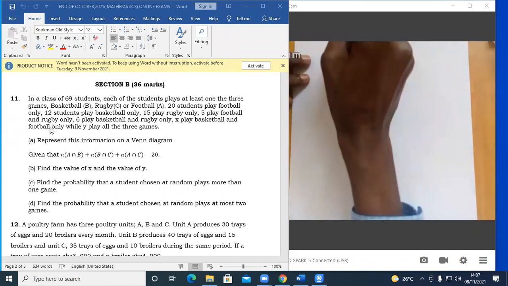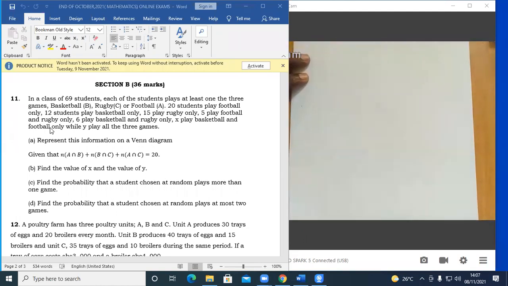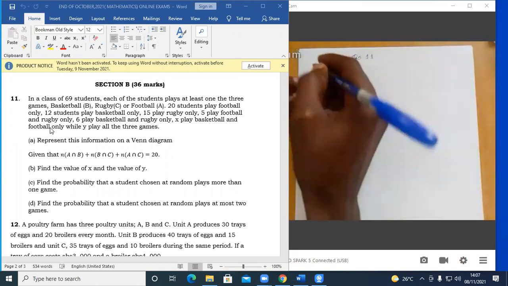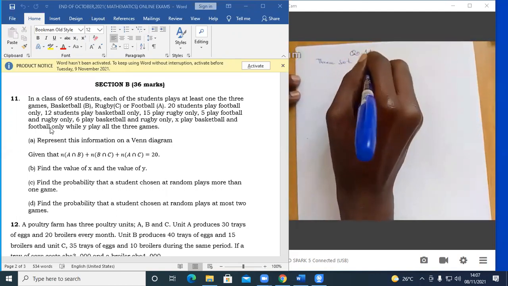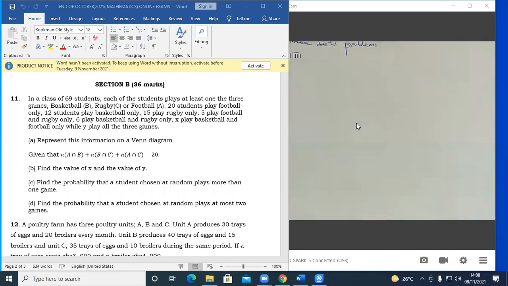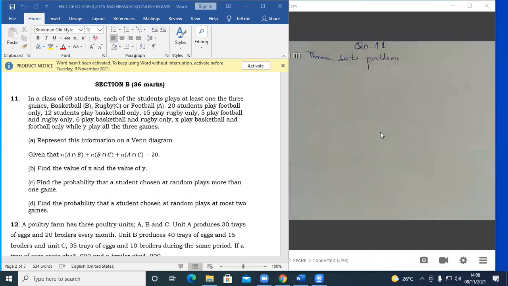Question number 11, which is basically on 3 set problems. Well, remember, we looked at 3 sets problems, and we discussed those at length the other time when we met. So I believe by this time there should be no question on that.